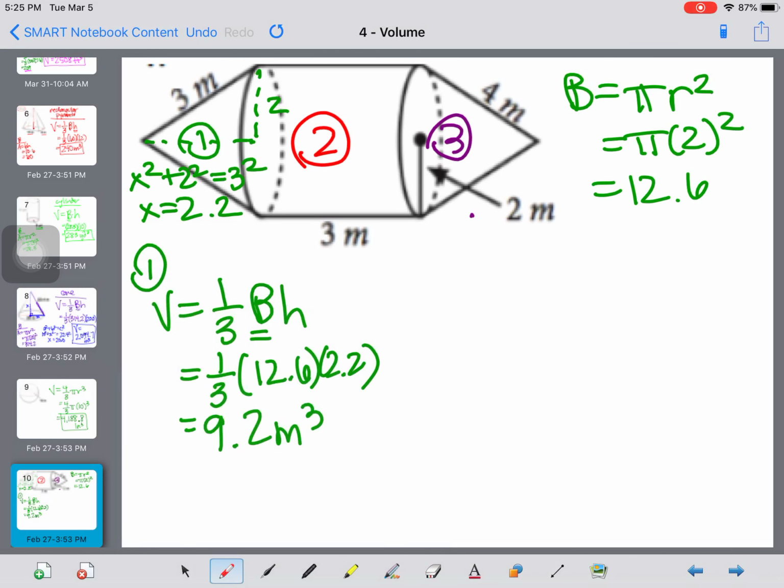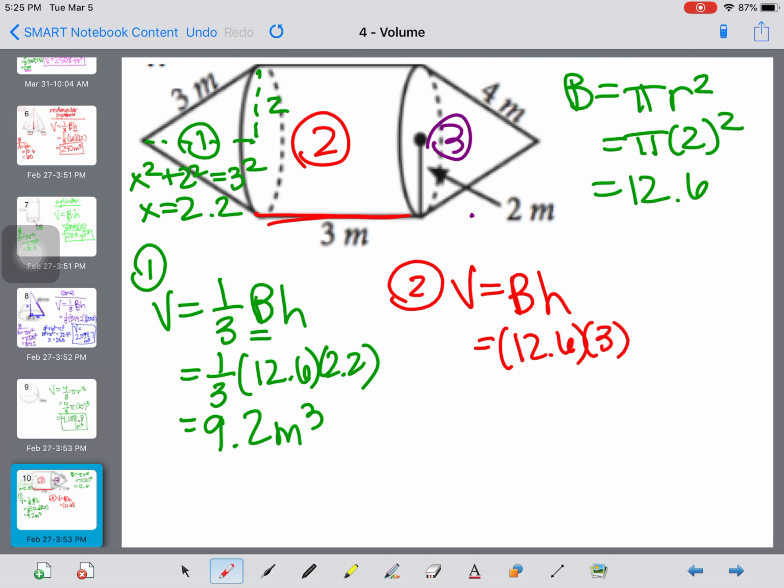Moving along to the second one. This is a cylinder, so it's big B times h. My big B we already discussed is 12.6 because the circle base is the same. This 3 is the height, so I can just do times 3. 12.6 times 3 gives me 37.8 meters cubed.